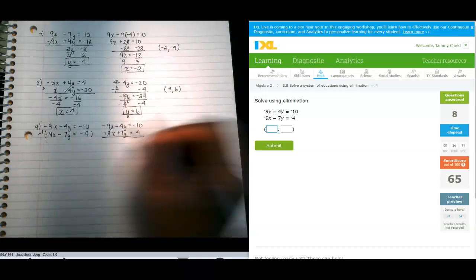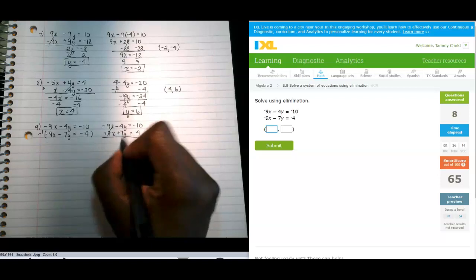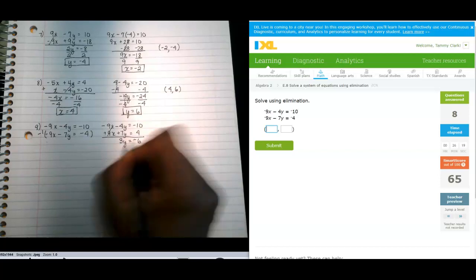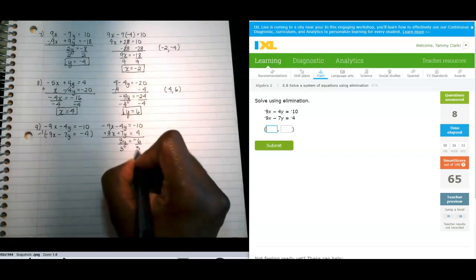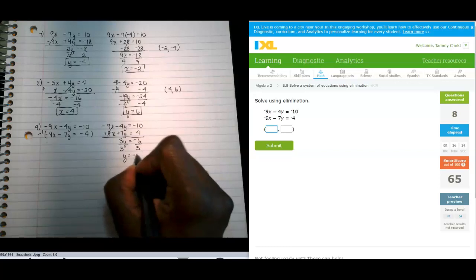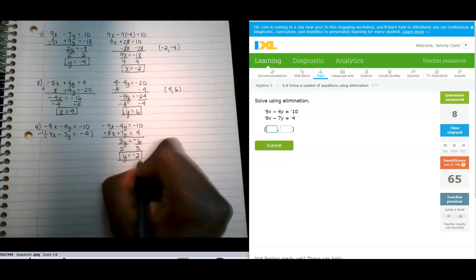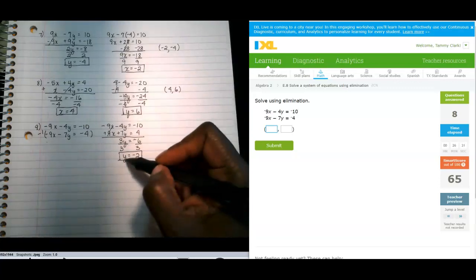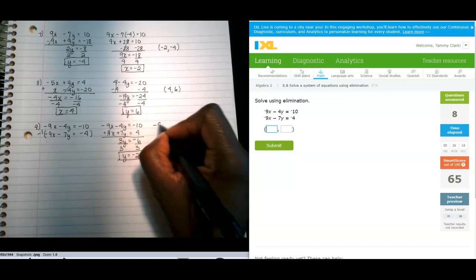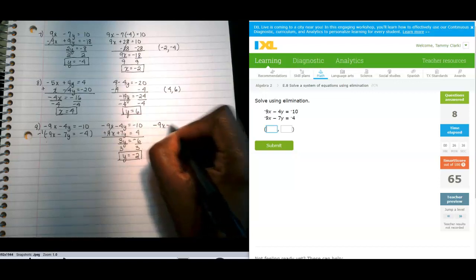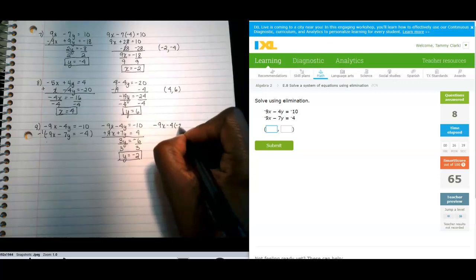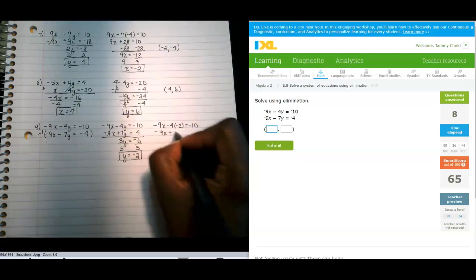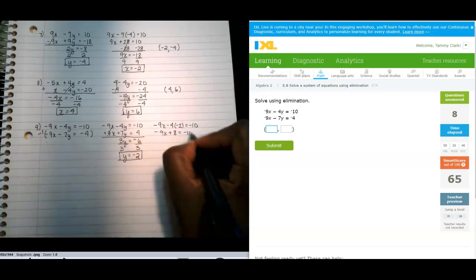Now I can eliminate the x terms, and I'm left with 3y is equal to -6. We divide by 3 on both sides of the equation. Y therefore is equal to -2. Then I choose either equation, and I'm going to substitute -2 in for y. So I'll just use the top one here. So -9x minus 4 multiplied by -2 is equal to -10. -9x plus 8 is equal to -10.